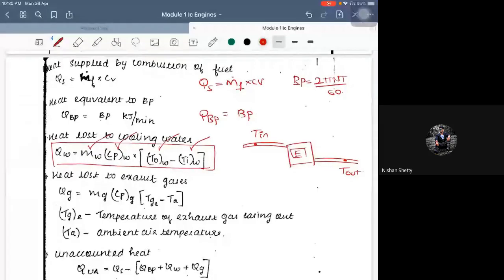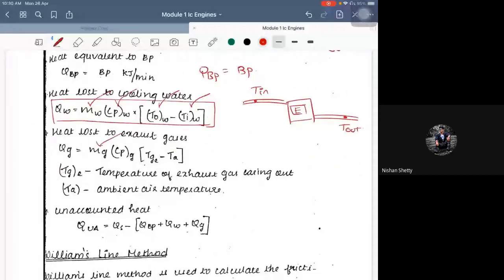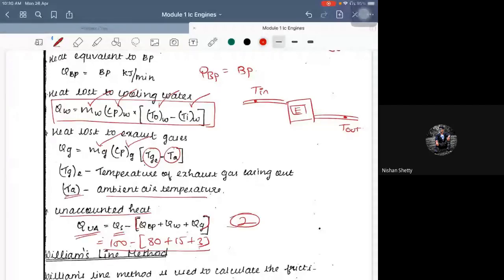Next is heat loss due to exhaust gases. Again, m_g is the mass of the exhaust gas which is going out, and Cp_g is the Cp of the exhaust gas, times T_GE minus T_A. T_GE is the temperature of the exhaust gas, whereas T_A is the ambient air temperature. As you calculated just now, you gave me the answer as 2. How did you do it? You did 100 minus of 80, 15 plus 3, isn't it? So that is what you have done to calculate the unaccounted heat. So unaccounted heat is given by heat supplied minus whatever you have consumed. So as you have just said, similarly, it has been given in the form of a formula, that's it.